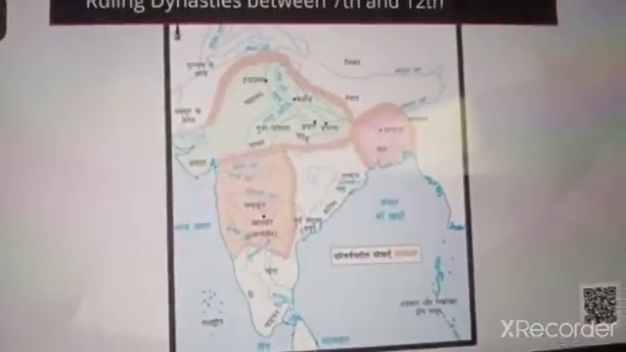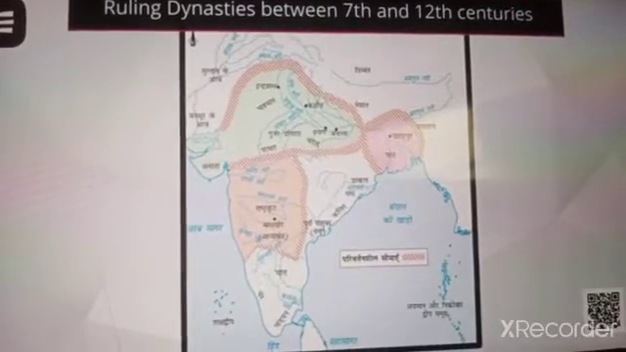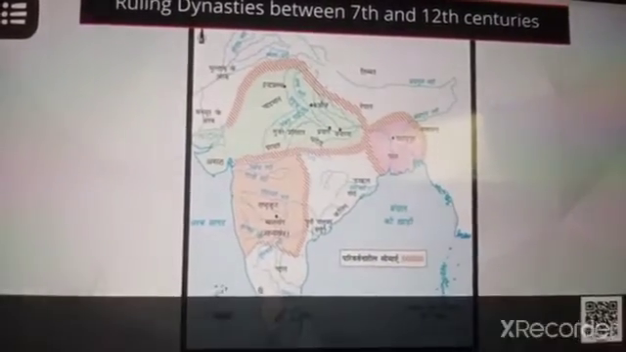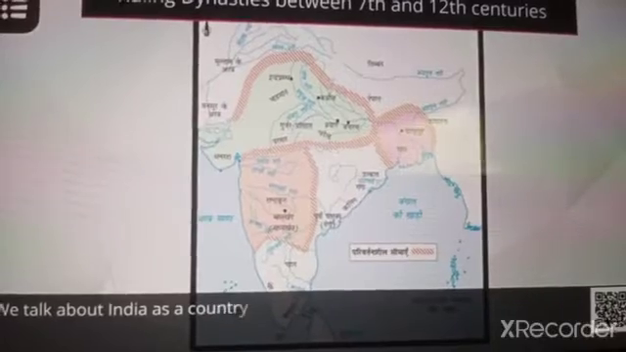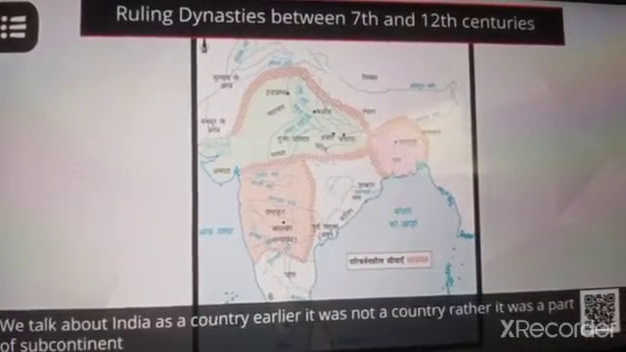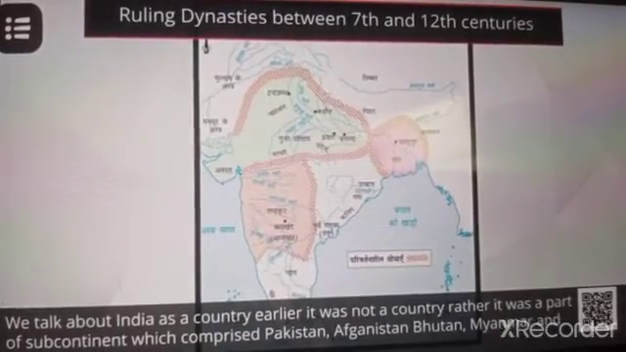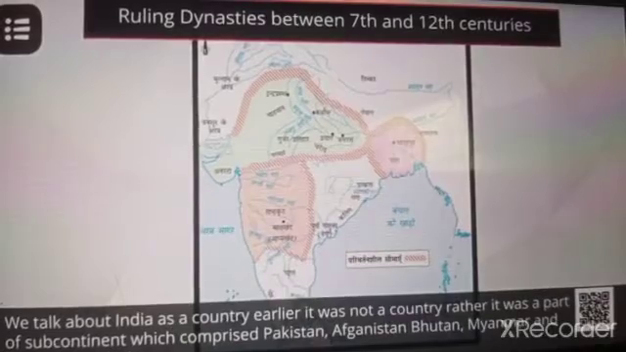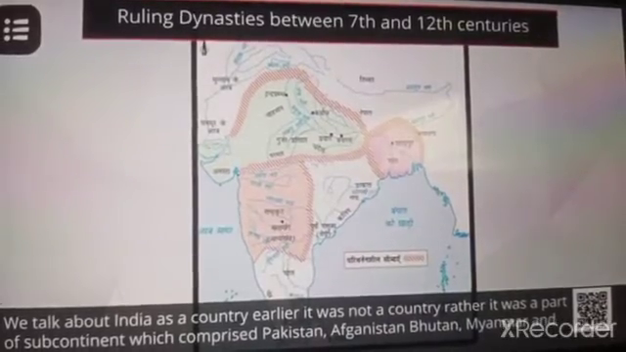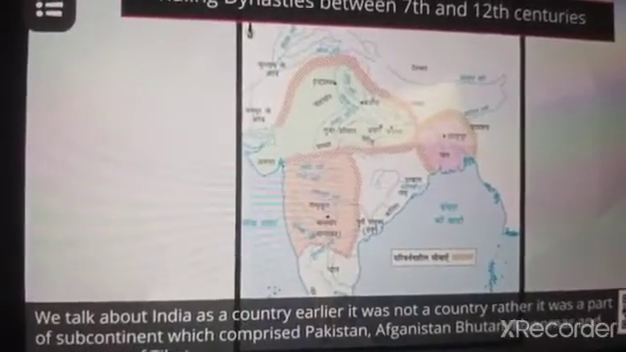map. It shows the major ruling dynasties in different parts of the subcontinent between 7th and 12th centuries. Children, like today we talk about India as a country. Earlier, it was not a country. Rather, it was a part of the subcontinent which comprised Pakistan, Afghanistan, Bhutan, Myanmar, and some areas of Tibet.